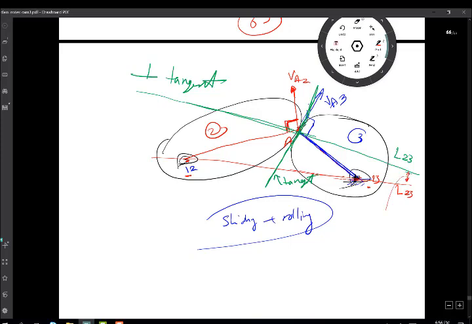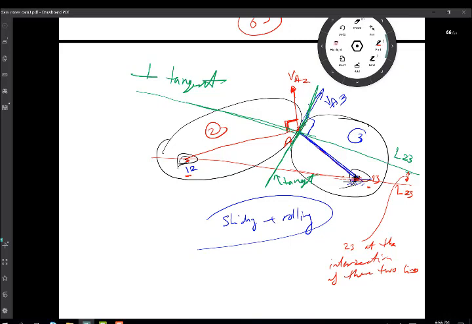The intersection 2, 3 will fall at the intersection of these two lines. So it is also possible with this complex form of contact of higher pairs to find the point of common velocity, and we do find them. Don't worry about that.